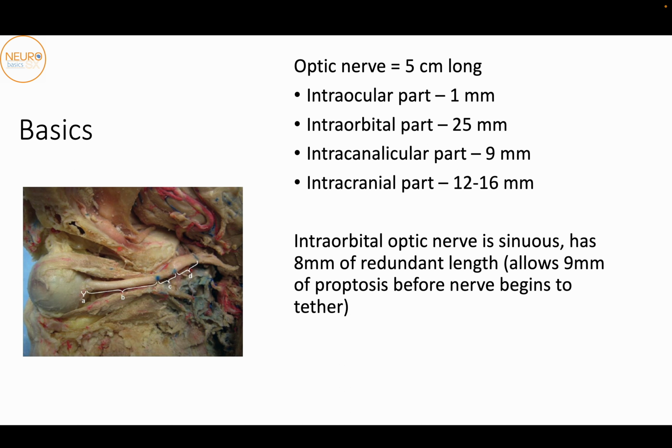The intraorbital part, or the part which is behind the eyeball, is 25 millimeters, and it is a little bit tortuous and sinuous. There's an extra 8 millimeters of redundant length, which helps when there's proptosis. So it allows for about 9 millimeters of proptosis before the nerve will begin to tether and cause problems.